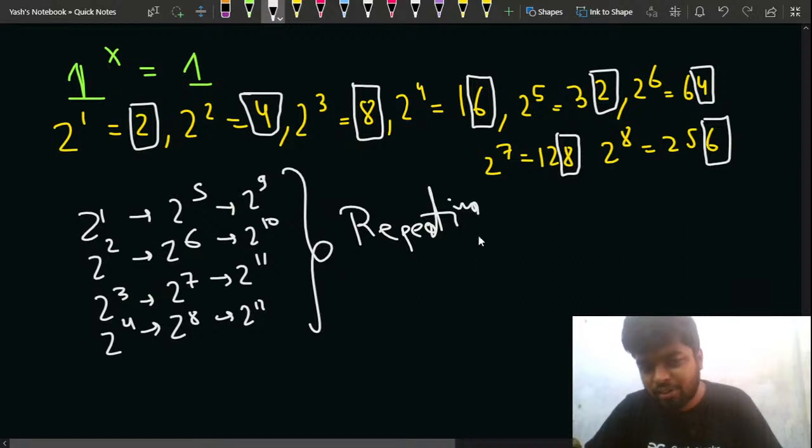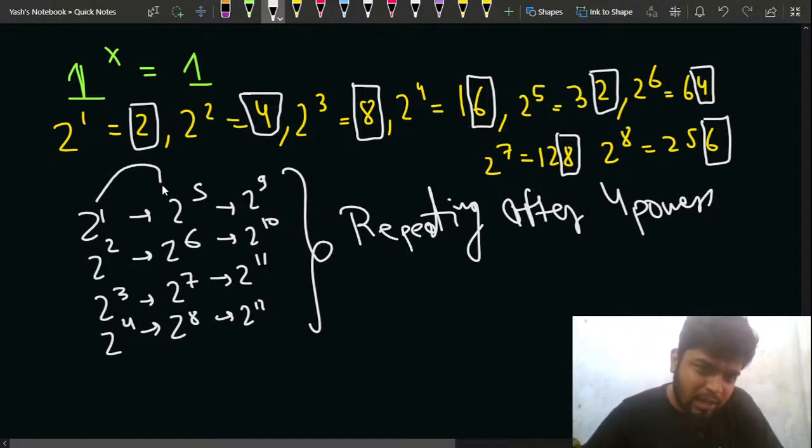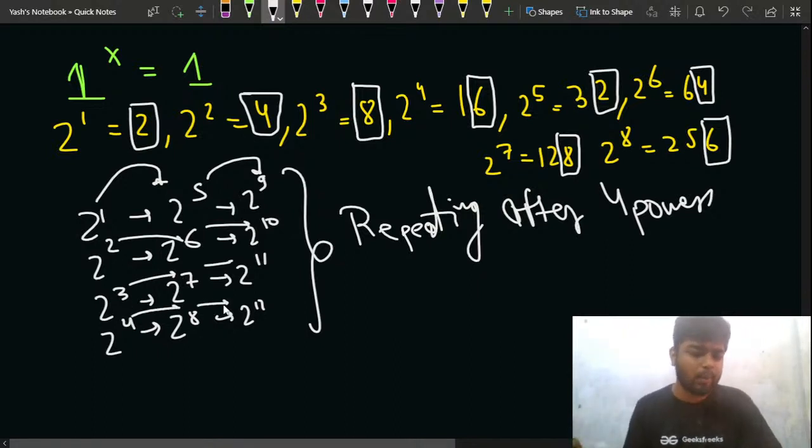Repeating after 4 powers, right? Repeating after 4 powers. Is this much part clear to everyone? Repeating after 4. If you can see the pattern: 1, 5, then 9. 2, 6 and 10. 3, 7 and 11. 4, 8 and 12. This much part must be clear to everyone, right?